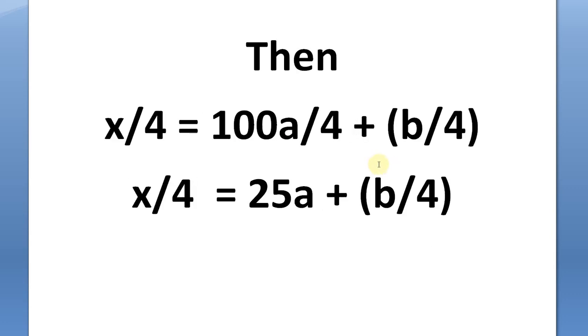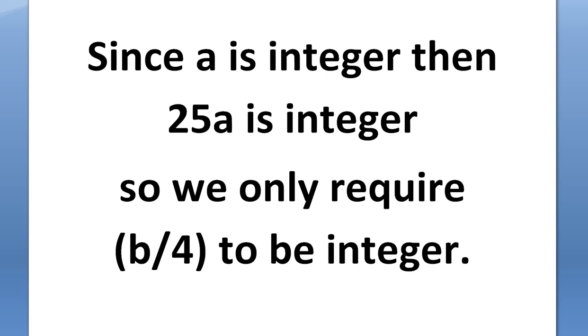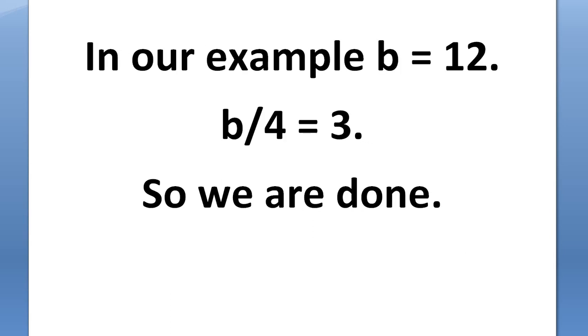So x over 4 is equal to 100a over 4 plus b over 4. So x over 4 equals 25a plus b over 4. Now since a is an integer, then 25a is an integer. So we only require b over 4 to be an integer, and b was 12. So b over 4 equals 3.